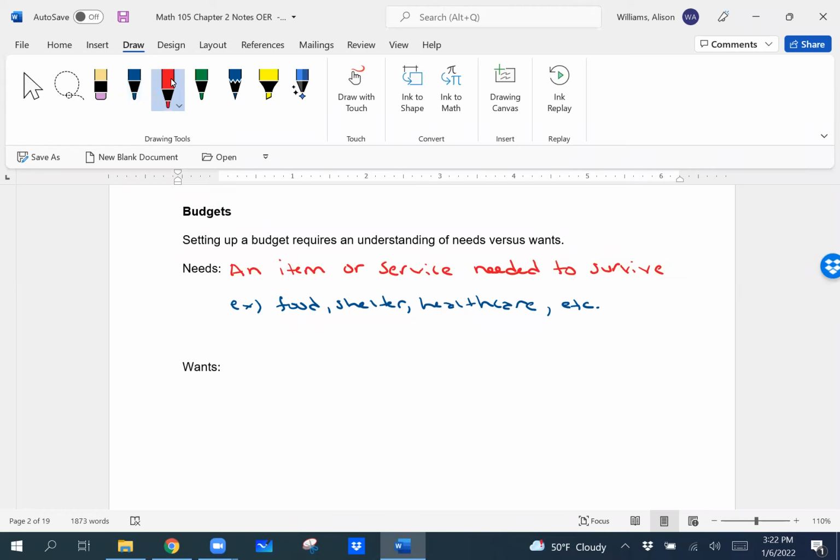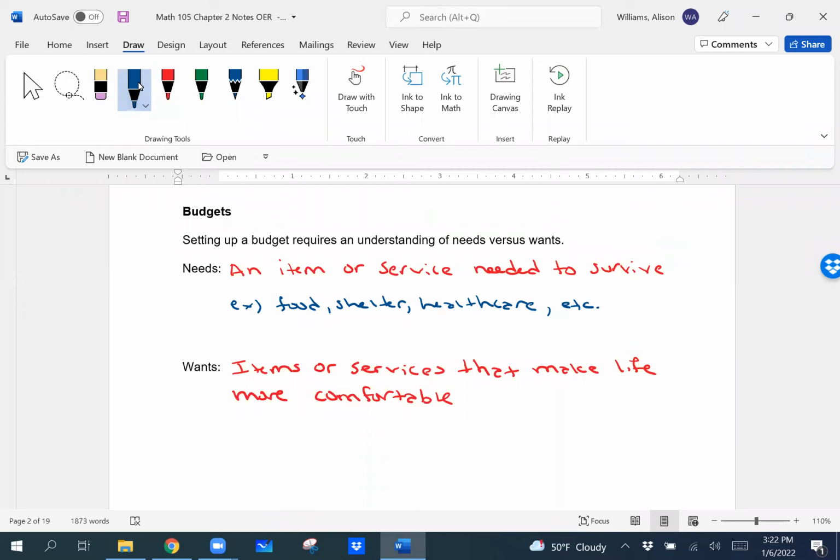Wants, though. Wants are items or services that make our life more comfortable or pleasant, however you want to say that. But it's not required to survive. Now, there are arguments that sometimes wants can become needs depending on our mental health. But again, those are kind of extreme examples that we'll look at case by case.